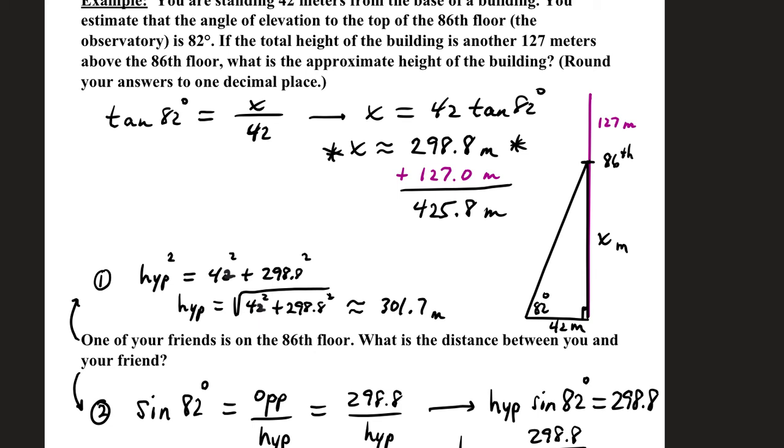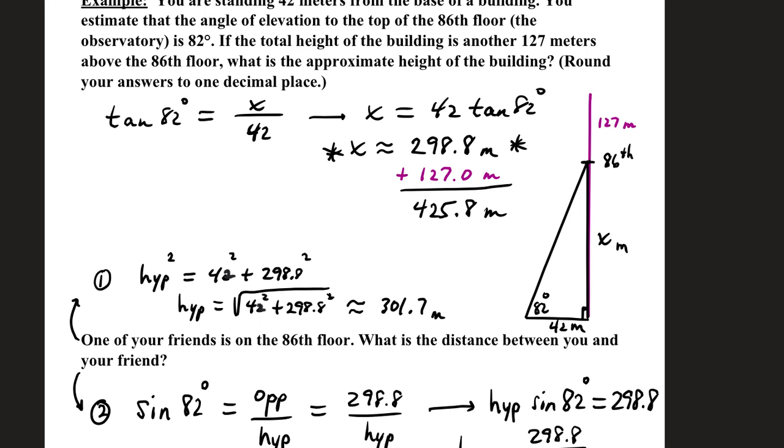If we do it with trig, because we're finding hypotenuse, we chose sine in class. You could also do it with cosine. Sine of 82 is going to be the opposite over the hypotenuse length. Opposite is what we found up here. 298.8 represents this side. We're looking for the hypotenuse. So if you multiply both sides of this equation by hypotenuse, hypotenuse will be equal to 298.8 divided by sine 82.